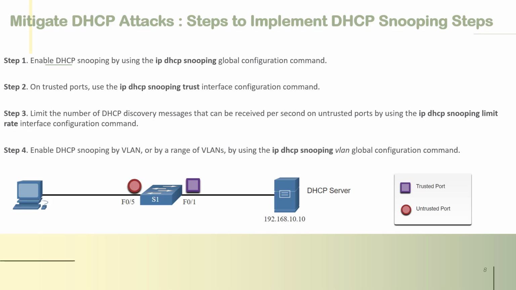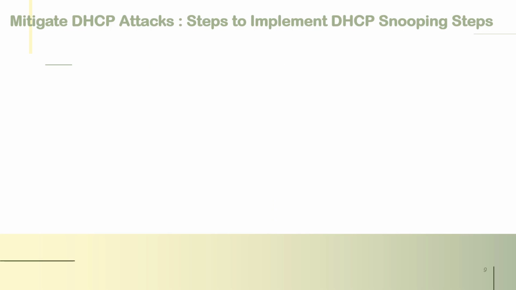You will see that DHCP snooping is first enabled. Then the upstream interface to the DHCP server is explicitly trusted. Next, the range of FastEthernet ports from FastEthernet 0/5 to 24 are untrusted by default, so the rate limit is set to 6 packets per second. And finally, DHCP snooping will be enabled on VLANs 5, 10, 50, 51, and 52.